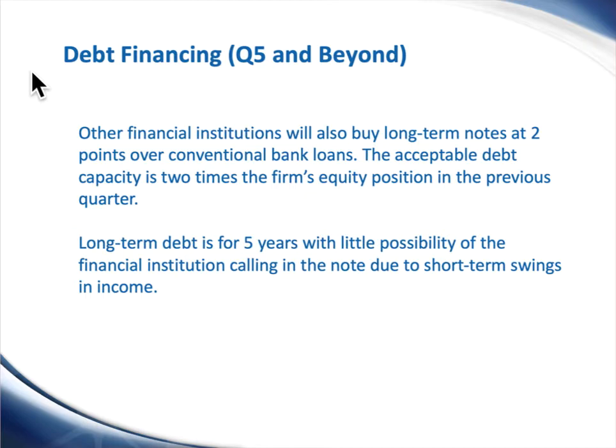You can also have debt financing through other financial institutions which buy long-term notes. These long-term notes are bought at about 2 points over conventional bank loans, and the acceptable debt capacity for your long-term financing is 2 times the firm's equity position in the previous quarter. The long-term debt is for 5 years, and the financial institutions usually don't call in the note due to short-term swings of income. So you have debt financing short-term through banks, and you have debt financing long-term through other financial institutions.